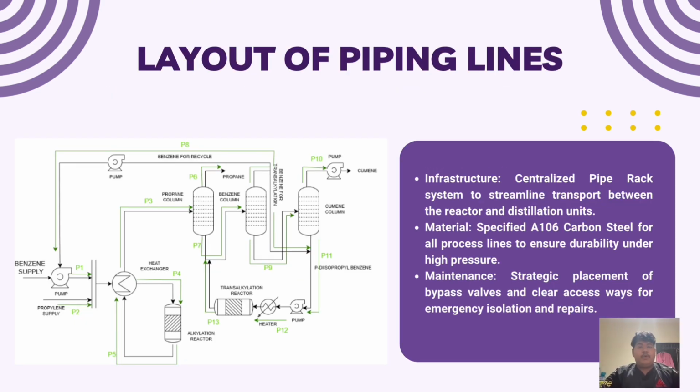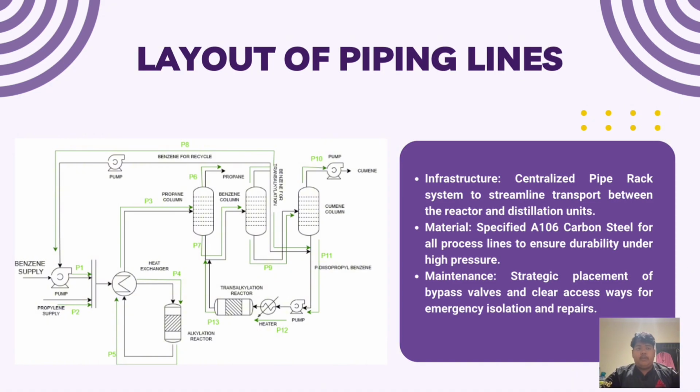Moving on to section 3.1, the piping layout or strategies defined by the safe and short principle. We've organized the equipment to minimize the pipe runs, which reduces both material costs and pressure losses. Our layout utilizes a central pipe rack system to streamline the transport of process fluids between major units.